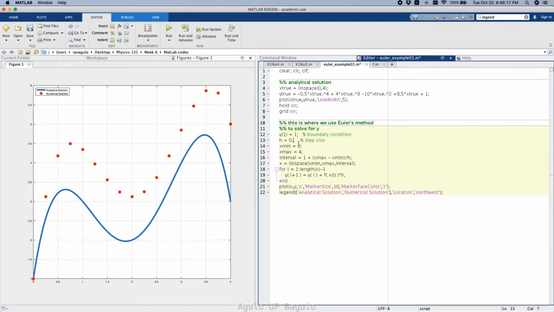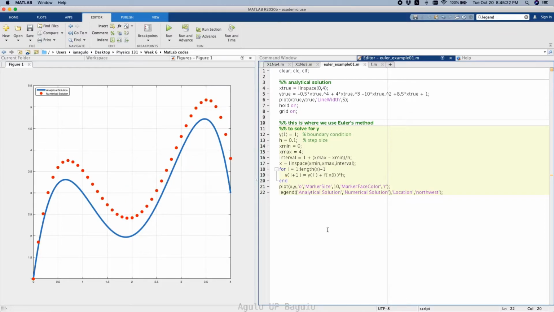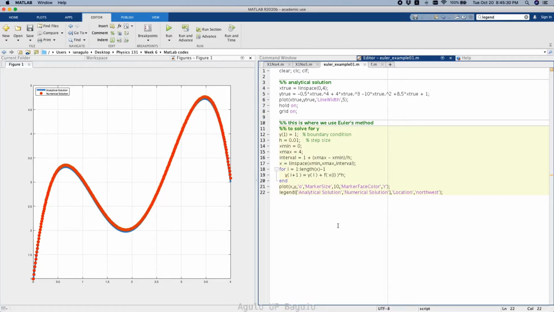If I change this again to 1.1, then you see that it's becoming smaller, or the error becomes smaller and smaller. And then if I make h equal to 0.1, you see that it's actually almost overlapping. So this is what I mean when I said earlier that you can reduce the errors by decreasing the step size.